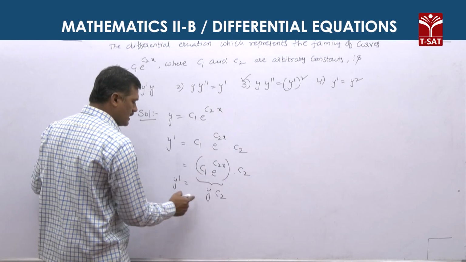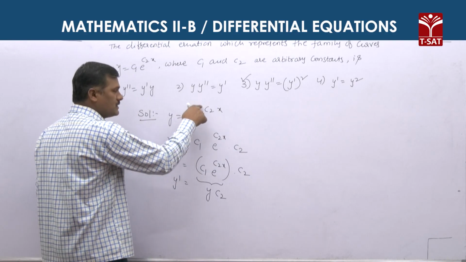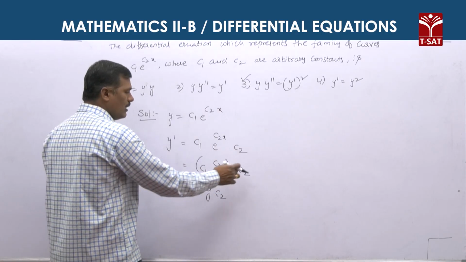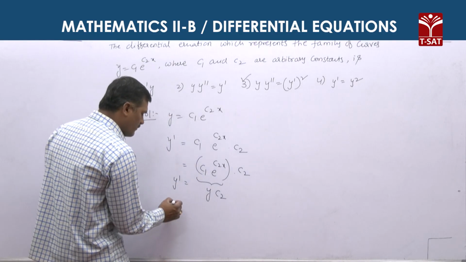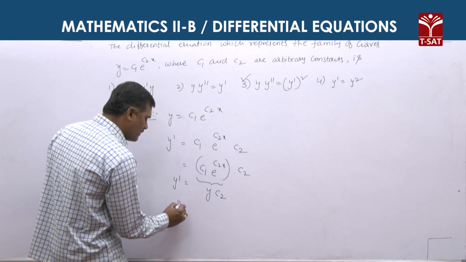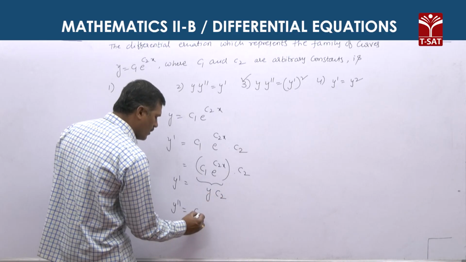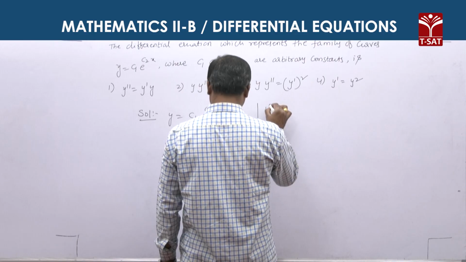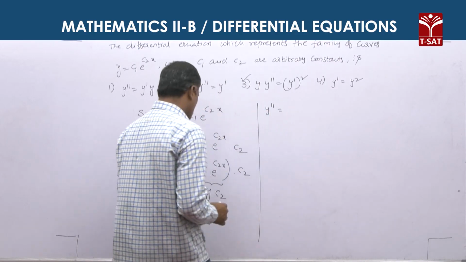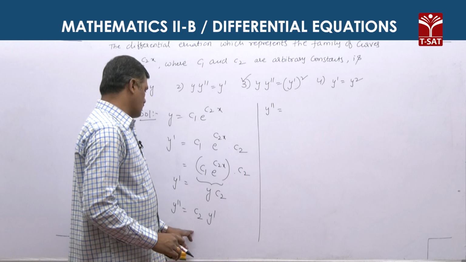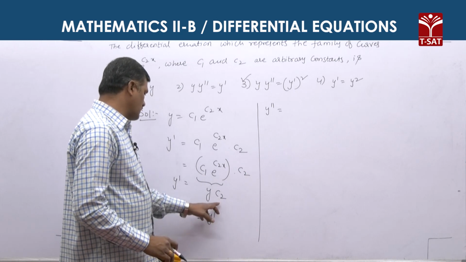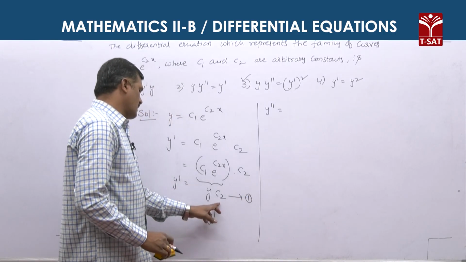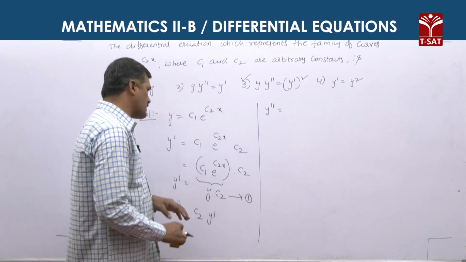Now again differentiating this function, because c1 and c2 are two parameters, we can differentiate two times. Already one time is completed. Now again differentiating, y dash becomes y double dash, which is equal to c2, a constant, into y dash. Now taking the c2 value from this, this is considered as equation 1. From this equation, c2 is equal to y dash by y.